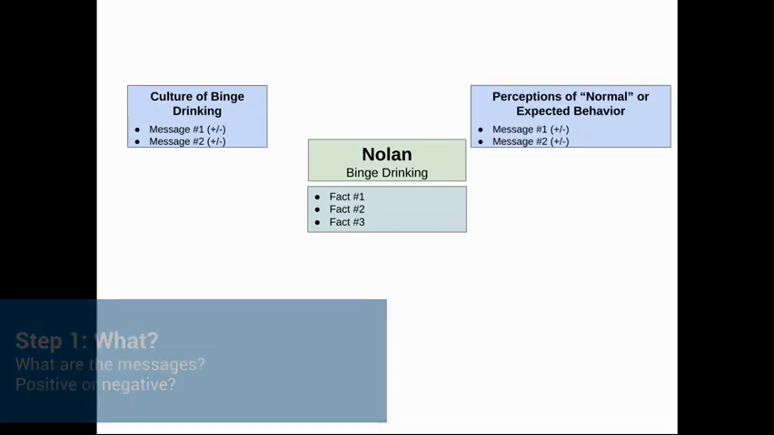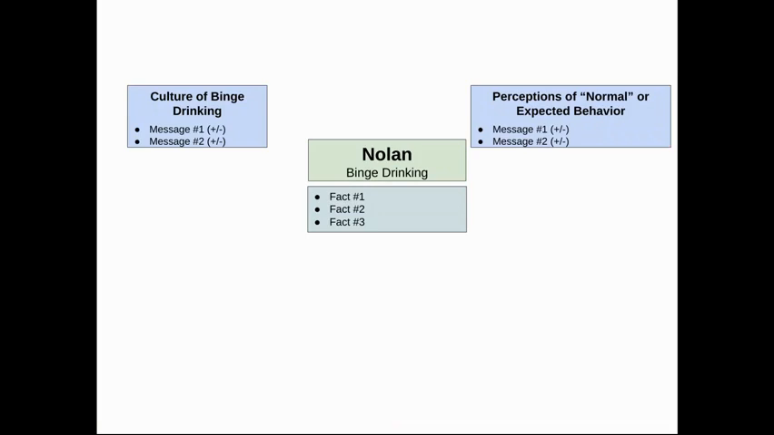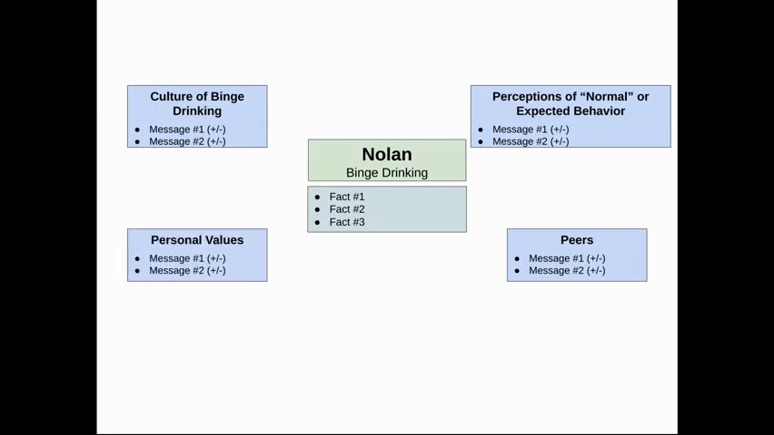The second will be his perceptions of what was normal or expected behavior for somebody like him, and again, noting whether the messages are positive or negative. The third will be the influence of his peers. What were the messages he received, positive or negative? And then the fourth is his personal values of loyalty, social recognition, and freedom, and note whether they're positive or negative.